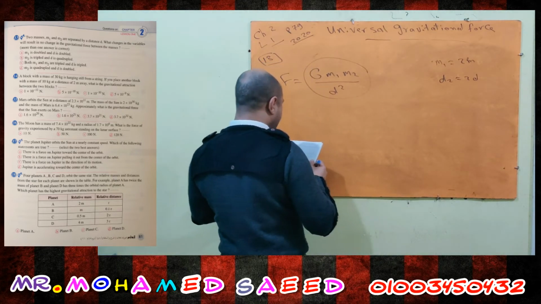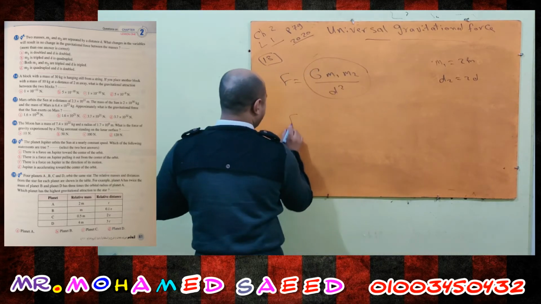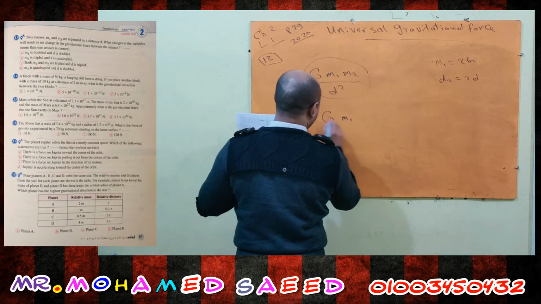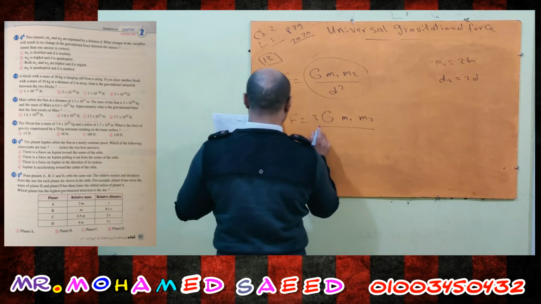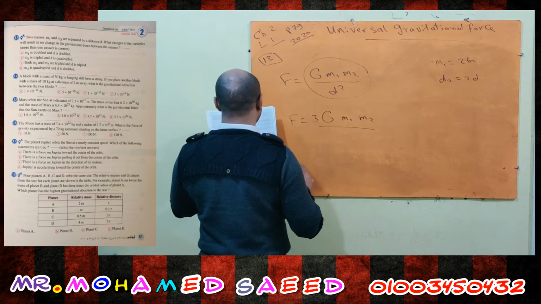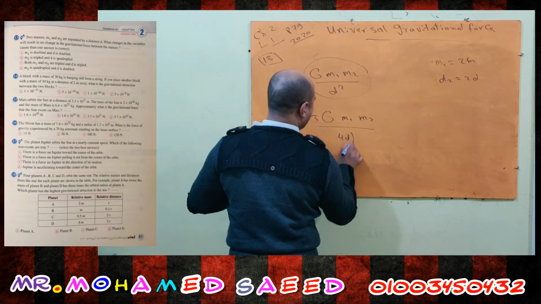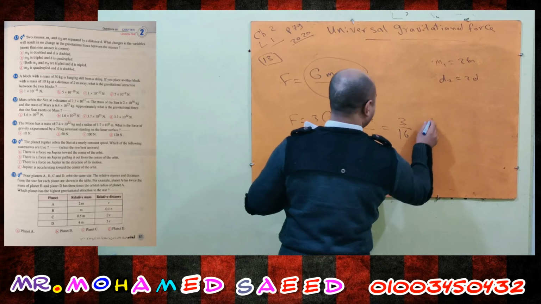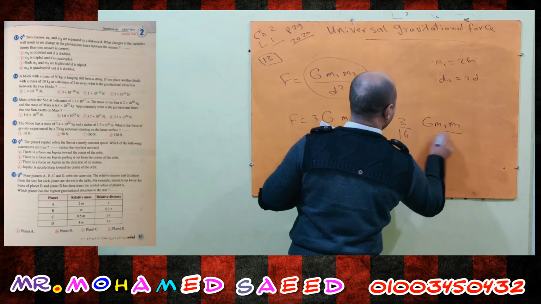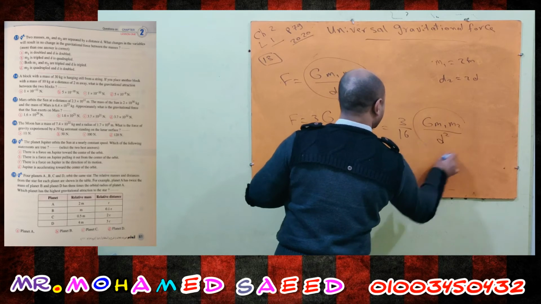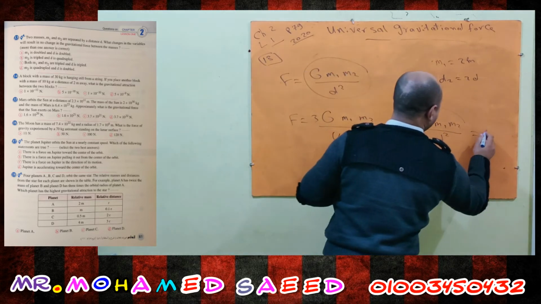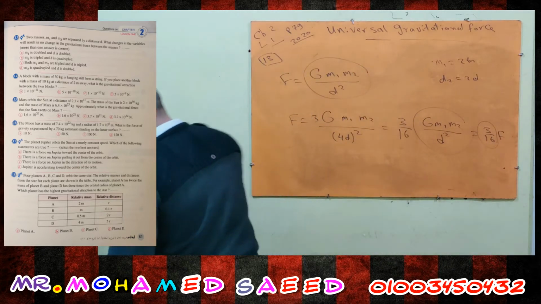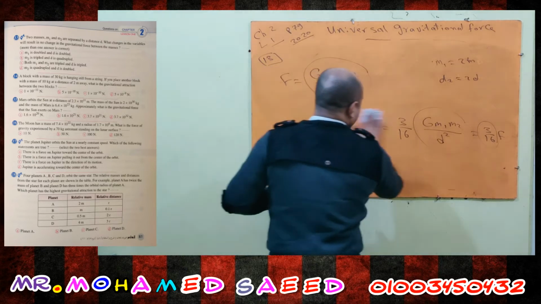B. M2 is trebled and D is quadrupled. Okay. G capital M1, M2 is trebled, 3 M2, over, and the distance is quadrupled, 4D, all to the power 2. Okay, 3 over 4 square, 16. G M1 M2 over D square is F1. So it is 3 over 16 F. So the force decreases. So it's wrong. Okay, C.